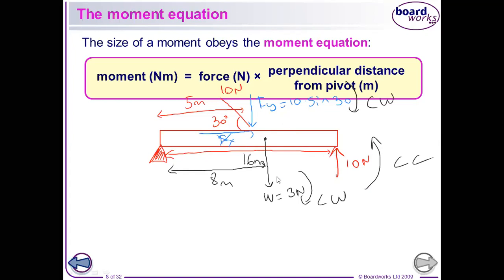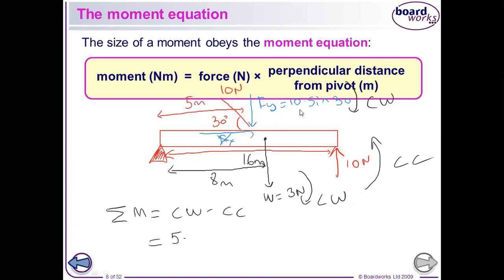We have 1, 2, 3 forces, right? So my total moments is equal to clockwise minus counterclockwise moments, right? So in here, what are my clockwise forces? These are 10 times sine 30 times distance, right? The distance is 5 meters, as you see from here.